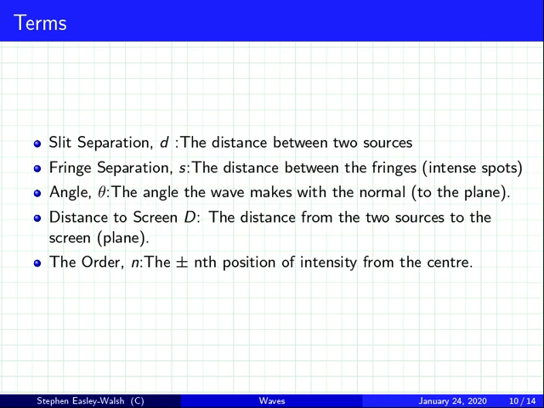The normal is in the middle, right? Oh yeah, it's the line from the center perpendicular to the plane. Basically the n equals 0 line. What does plus minus nth mean? Plus or minus the nth position. Like first, second, third, or minus 1, minus 2, minus 3.